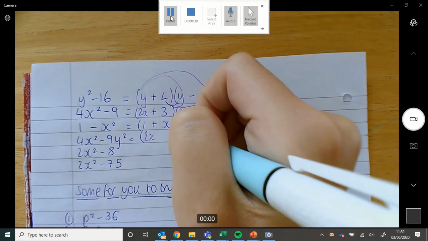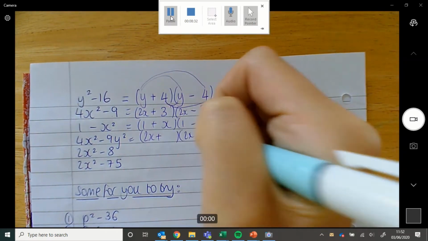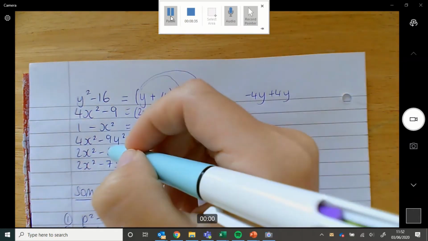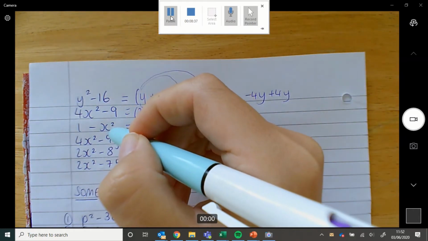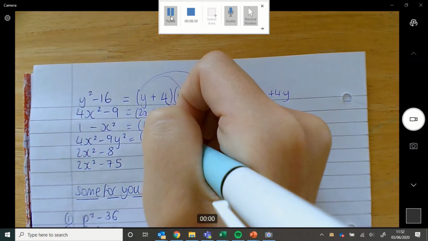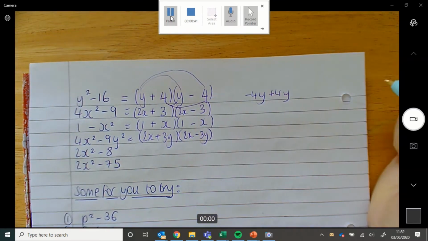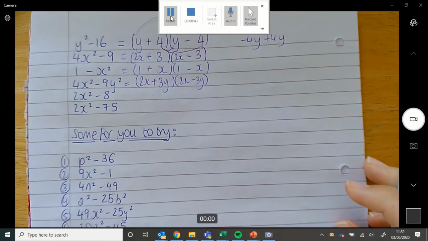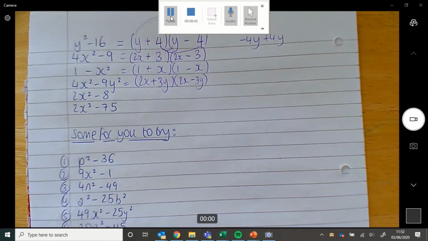It's 2x and 2x. One's a plus and one's a negative. And then what multiplies by itself to give you 9y squared? It's 3y and 3y.